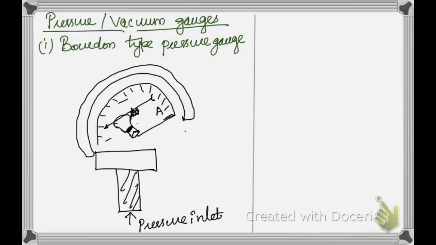If you want to measure very high pressure, you can use these Bourdon gauges. The main benefits are that it gives very accurate results, it is very simple to construct, it is economical, and it is safe for high pressure measurement. Some of the disadvantages are that it is very sensitive to shocks and vibrations, and if there is any change in pressure, it responds a little slowly.